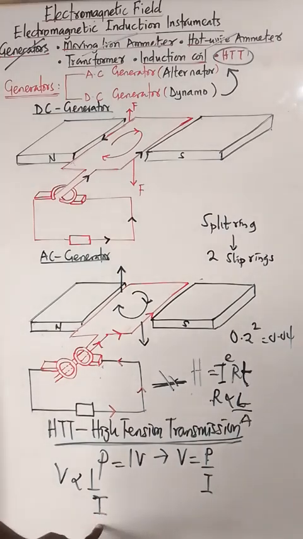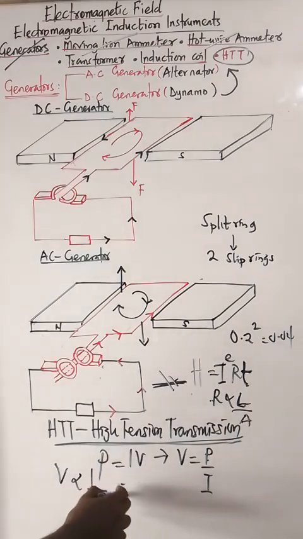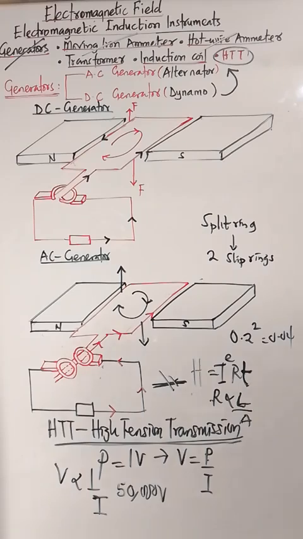But the thing is, if the current is really small, the voltage is very high. So that's what we call the high tension. So high tension actually means what? High voltage transmission. The voltage is high, the current is low, and the voltage can reach about 50,000 volts from the source. And this is too much.